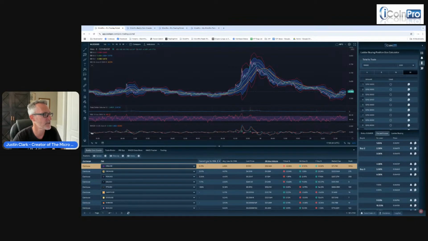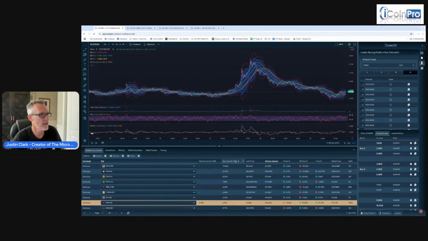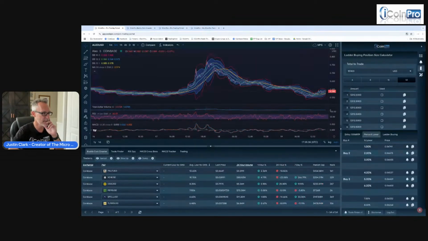All right, so what's hot to trade? Let's look at our software here. Our software crawls through all the different coins across Binance and Coinbase, looking for the hot coins to trade. And we have trackers.